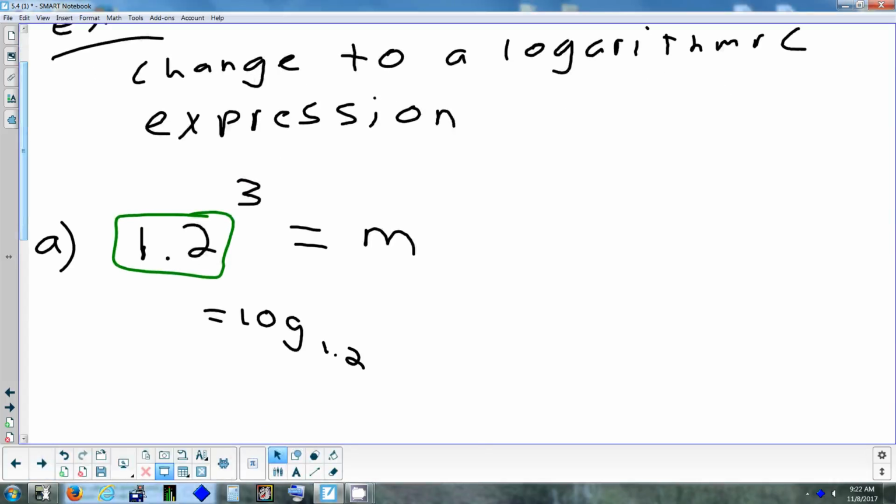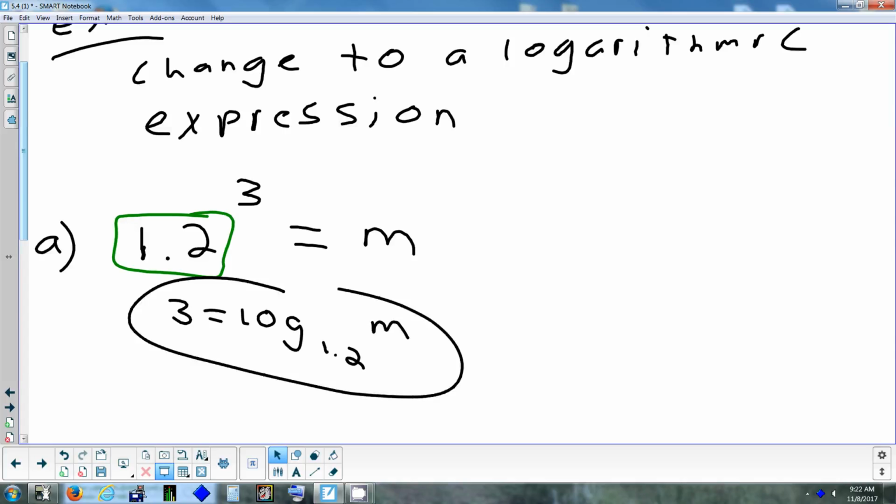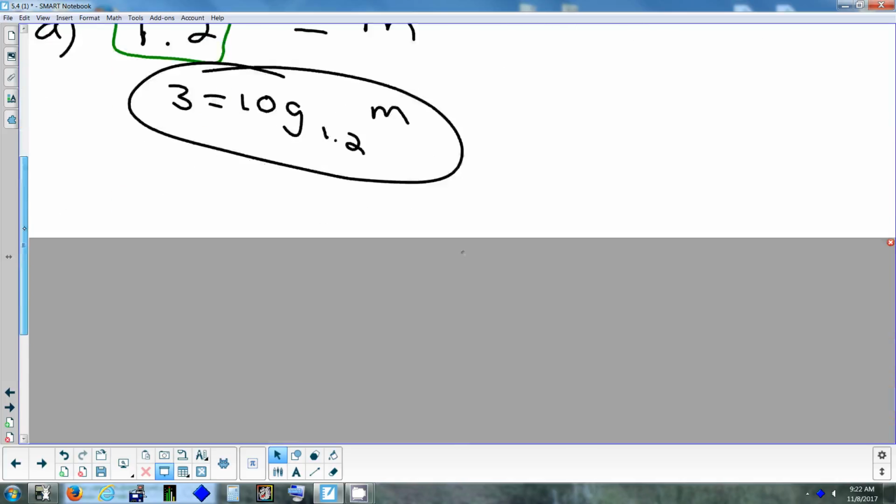And we said logarithms always equal what? They always equal the exponent. And what's the exponent in this one? 3. So the only thing I haven't used yet is the m. And what do we call what goes here, the thing that's being plugged into the log function? The argument. Exactly. That's it. So that's changing from exponential to log form.